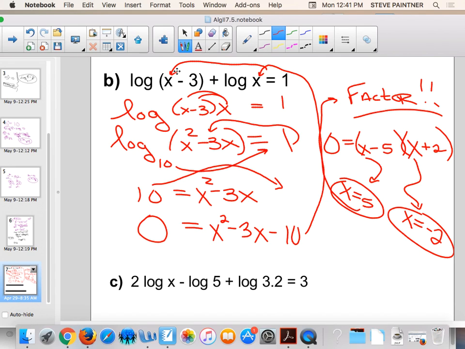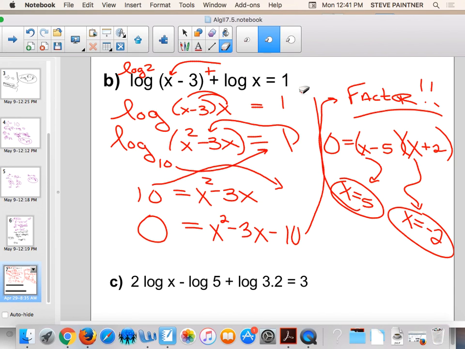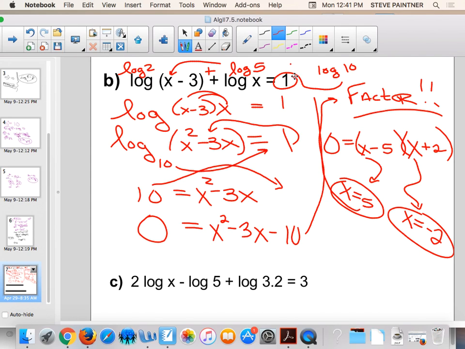What's log of 5 minus 3? Isn't that log of 2? Log of 2 plus log of what? Log of 5, right? Okay, what's log of 2 plus log of 5? That would be log of 10. What's log of 10? 10 to the first, right? Yeah, it works. 5 works. Try negative 2.